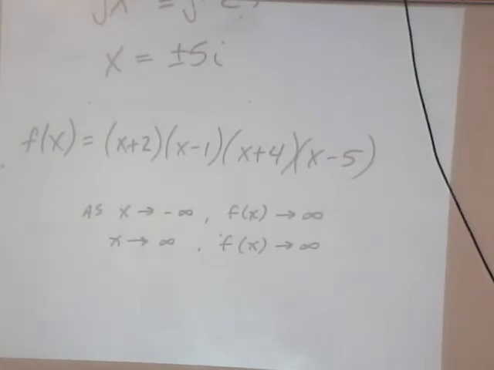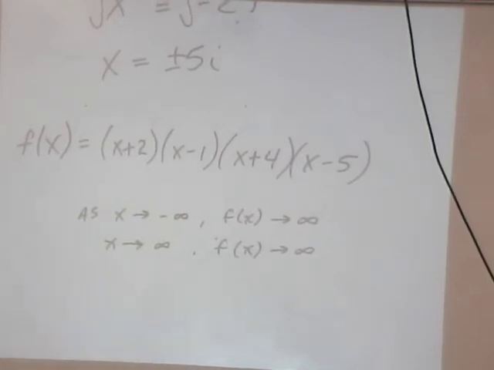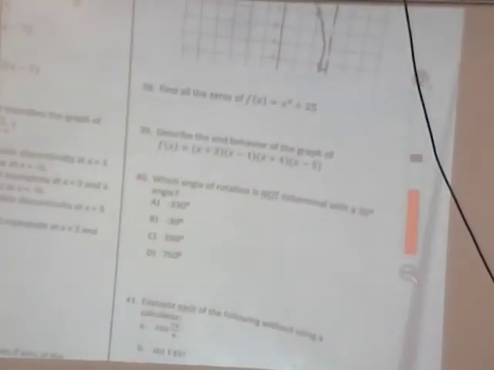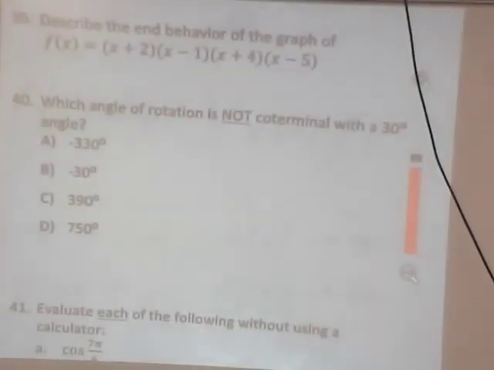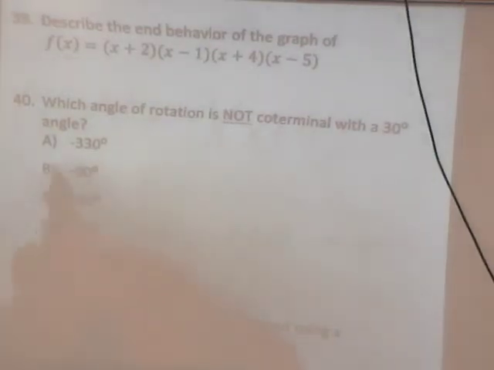All right, 40. Which angle of rotation is not coterminal with 30 degrees? Negative 330, that would work. Negative 30 would not. Negative 30, right? Yeah.